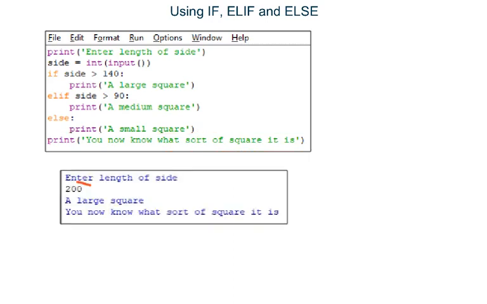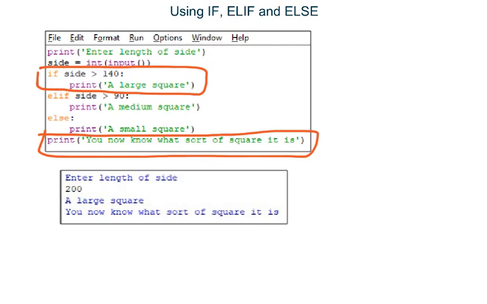I have run the program and entered 200. The code has checked whether 200 is greater than 140. It is, so it has output a large square. It has also output the line of code that is not indented. You know what sort of square it is.